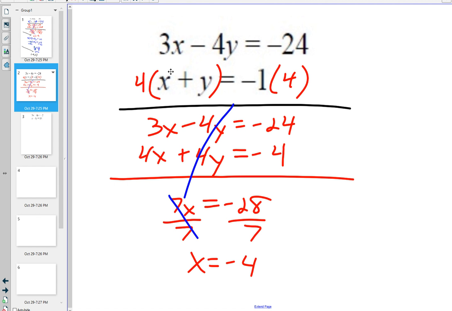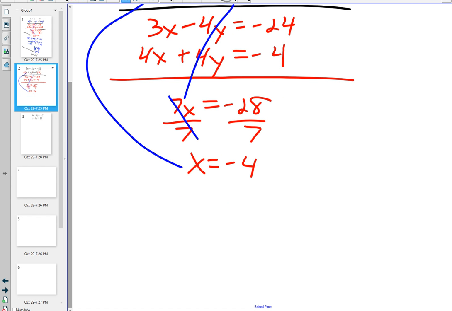Now I can solve for y. I can use any equation I want. They'll both give me the same answer, whatever equation you pick. Instead of an x, you have a negative 4. I would assume most of you would prefer to use that one. Less stuff to do. So negative 4 plus y is equal to negative 4, plus 4, plus 4.